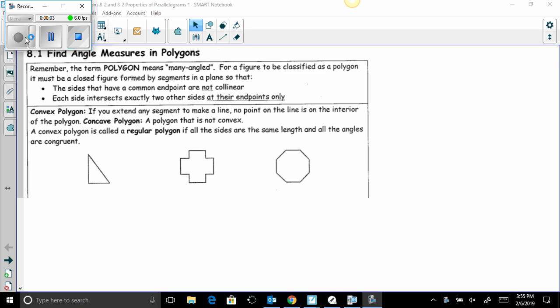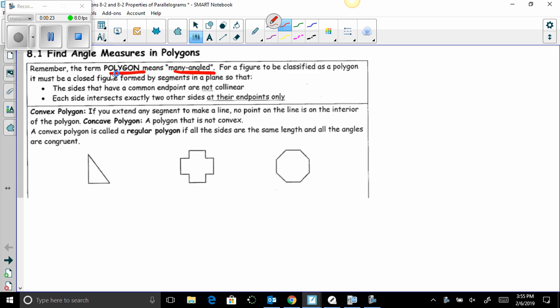Hey guys, today we're going to start our unit on Unit 8, which is quadrilaterals. And our first lesson is going to be finding angle measures in polygons. So let's just recap some basic things. Just remember, the term polygon means many angles, so it means you have more than one angle.